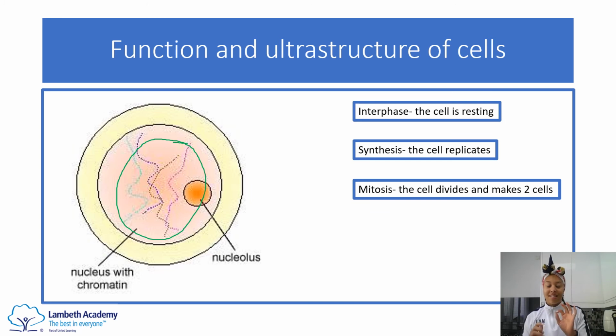So when mitosis takes place and the cell splits, it's actually the chromosomes. So if we go back and we remember the chromatin network, it's those chromosomes that are splitting and then creating two cells, okay?